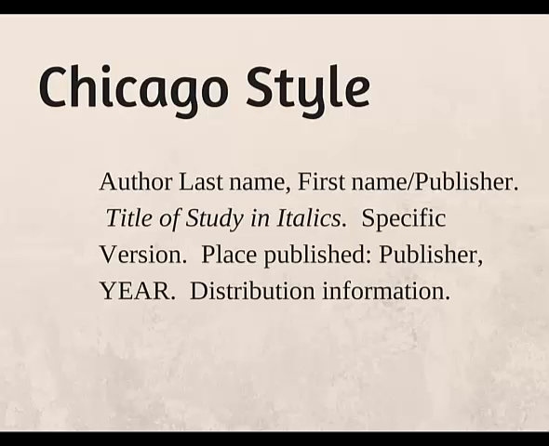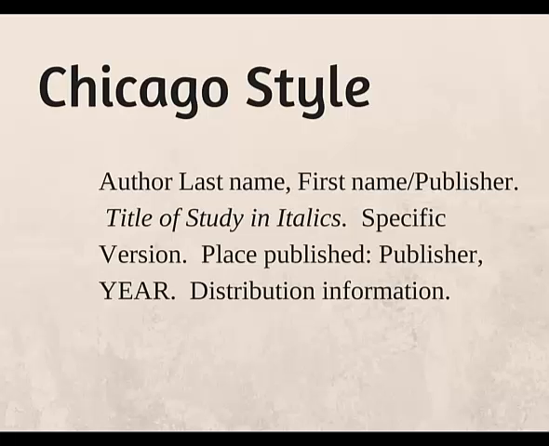To cite in Chicago style, you'll start with the author's name or publisher. To cite with an author's name, use their last name, comma, first name, then a period. You'll then use the title of the study in italics, period. If there's a specific version of the data listed, use that, followed by another period.